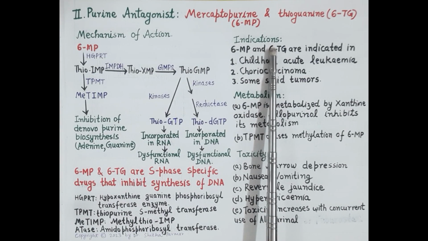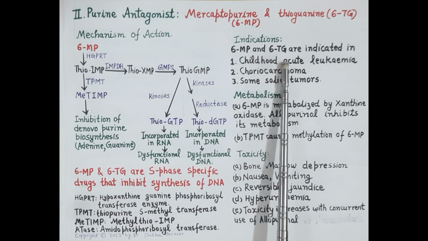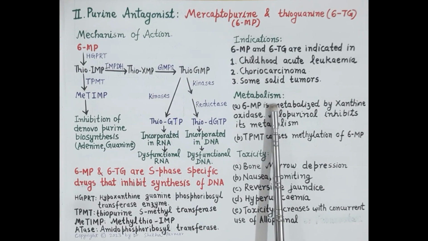Now, indications of these drugs. 6-mercaptopurine and 6-thioguanine are useful in childhood acute leukemia, then choriocarcinoma and some solid tumours. Now, a few important considerations with respect to 6-mercaptopurine.